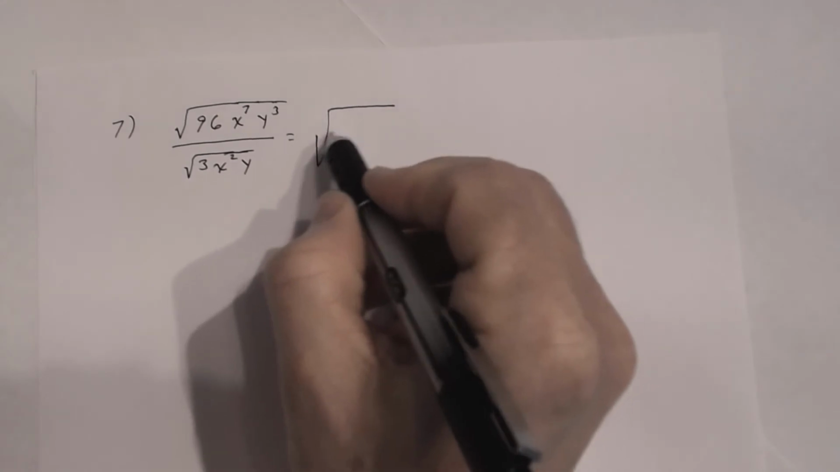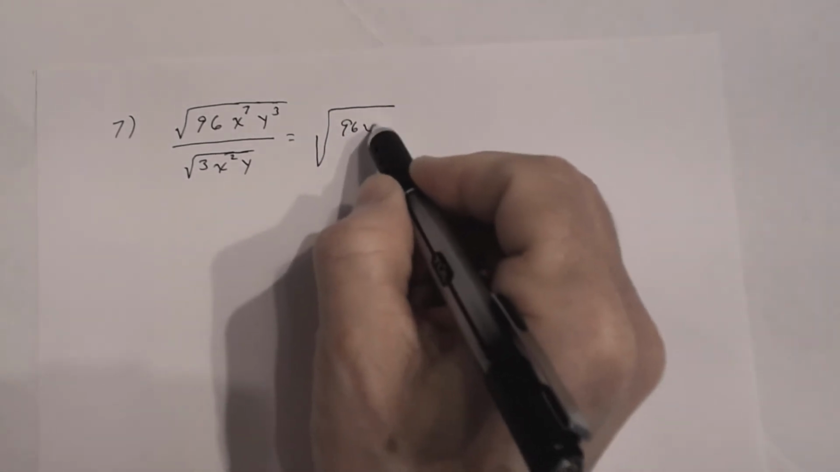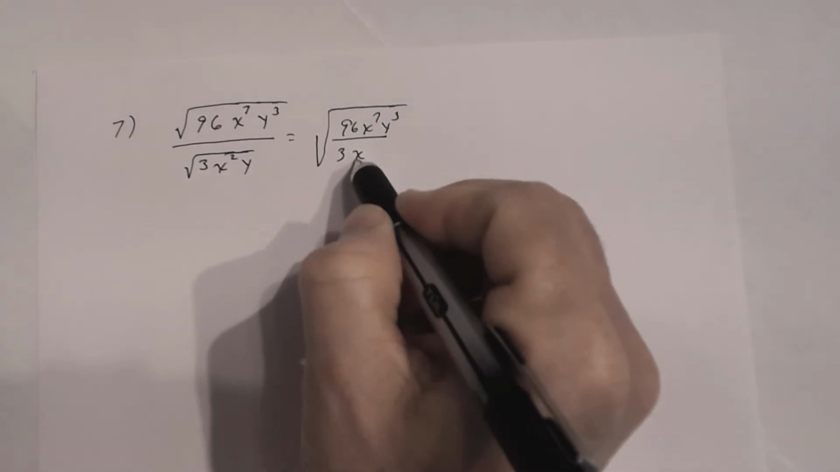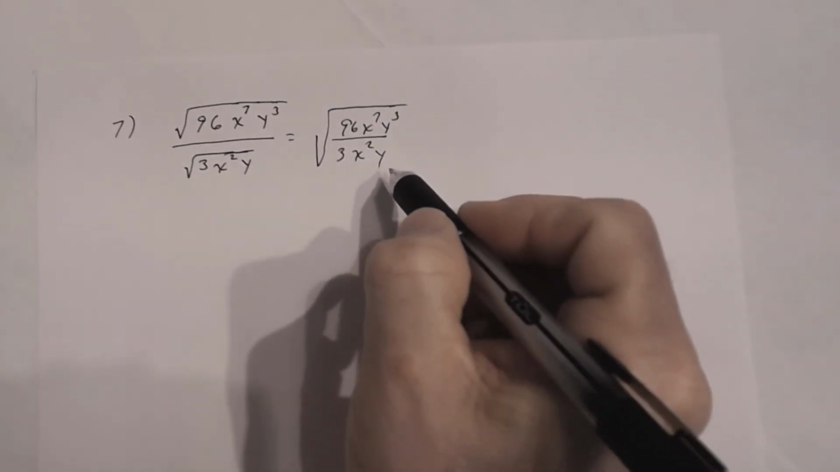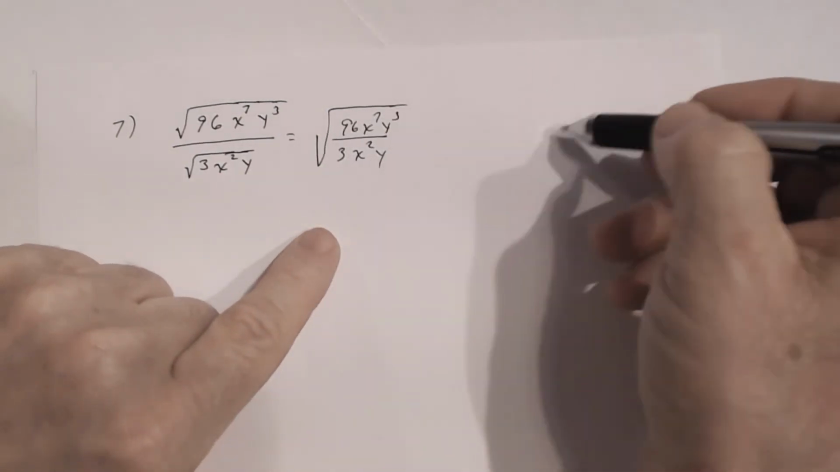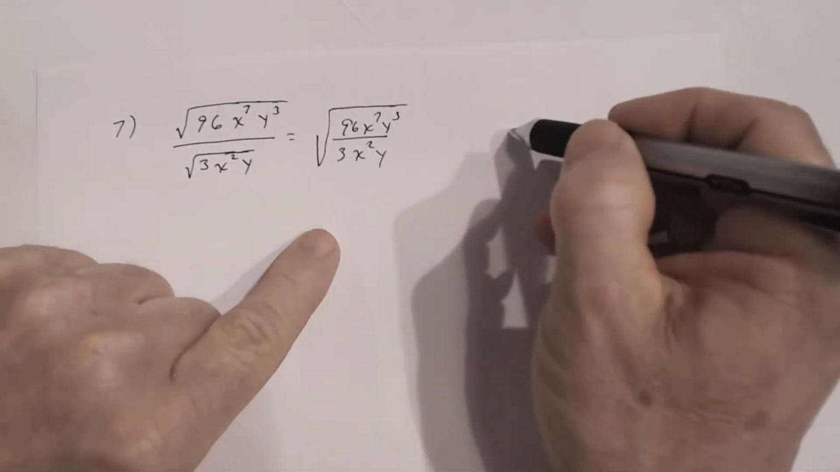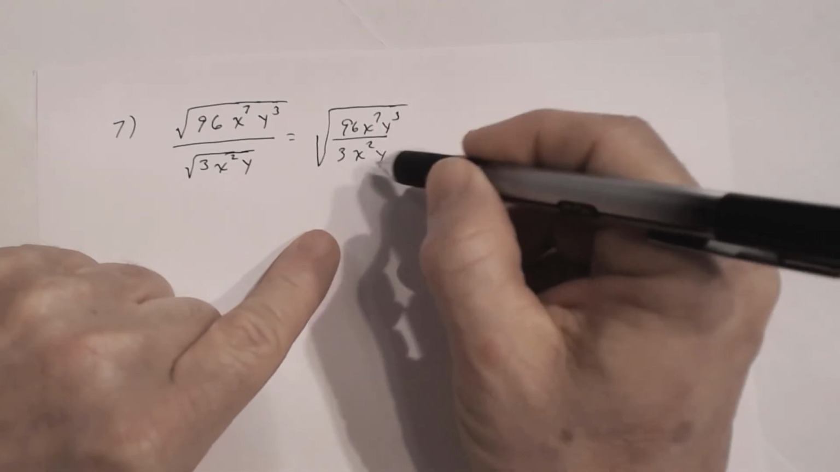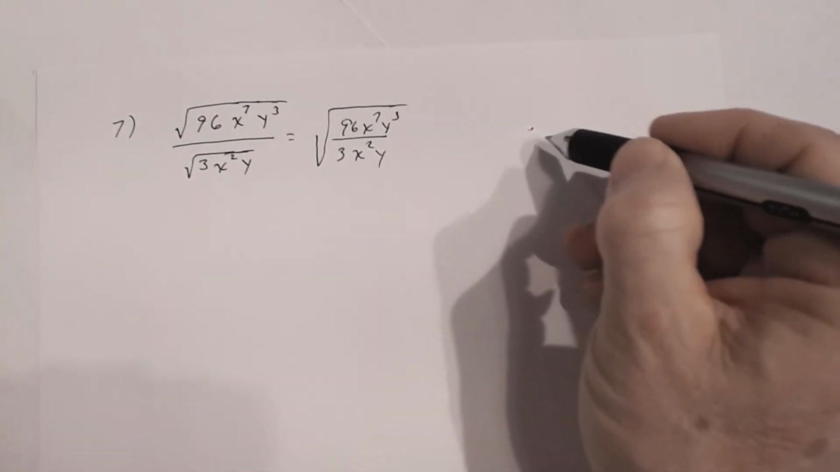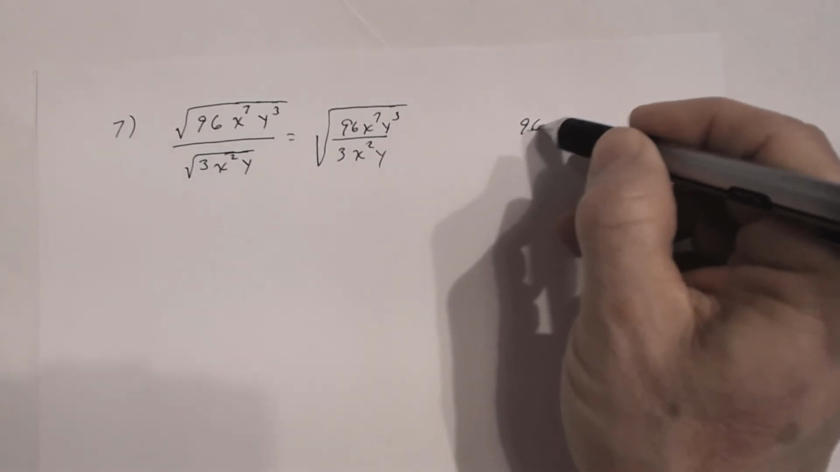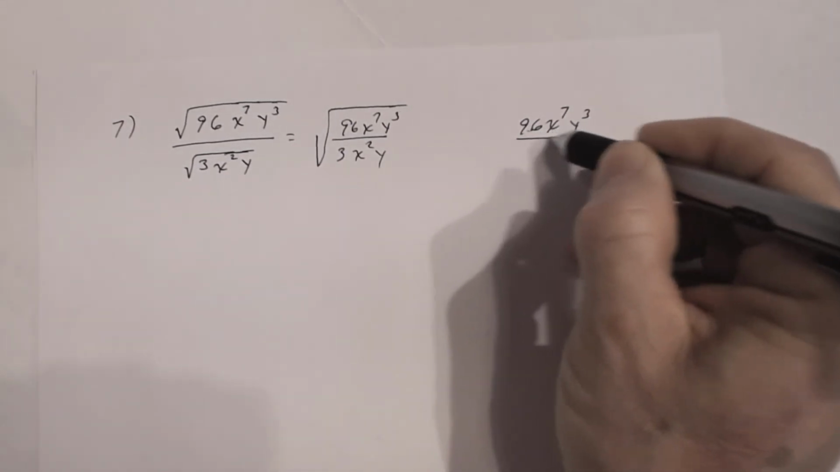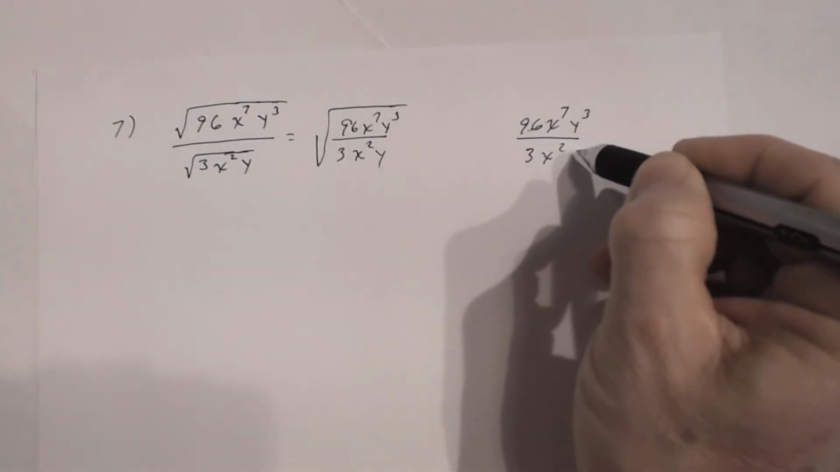So according to the quotient rule, I'm going to get 96 x to the 7th y to the 3rd divided by 3 x squared y. All right, and so let's go ahead off to the side and work with that rational expression. Try not to simplify this within here because it gets too messy, so just go off to the side. So I have 96 x to the 7th y cubed divided by 3 x squared y.